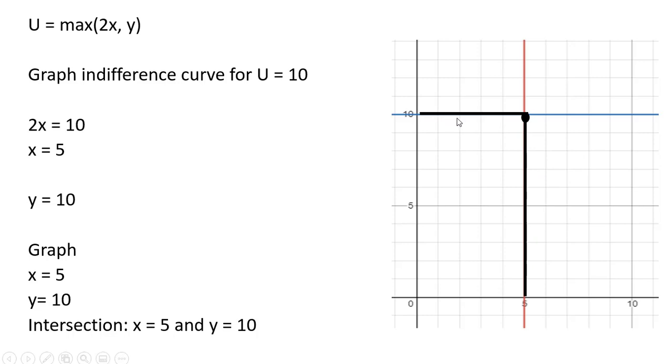So we have a horizontal section and a vertical section of this indifference curve. We're going to ignore this red line and blue line now. They're not part of the indifference curve for u equals 10.